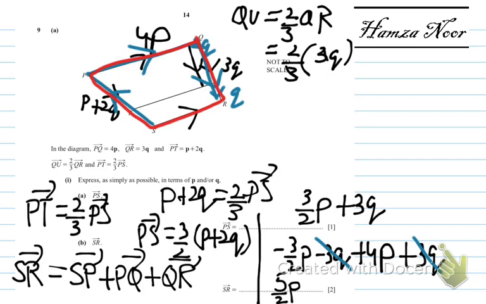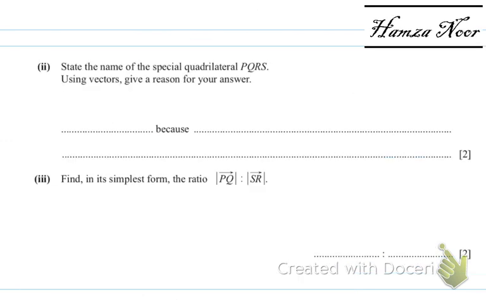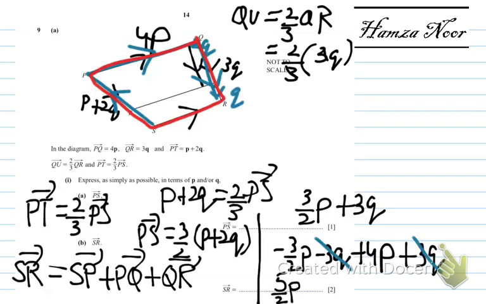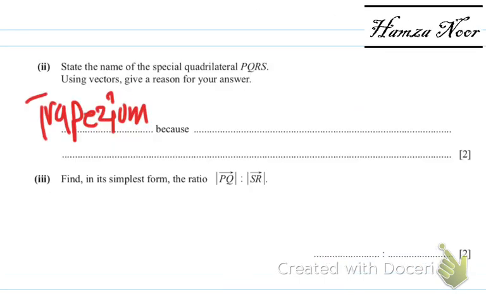So PQ is parallel to SR. How do we know that? PQ vector is 4P and SR vector is 5 over 2P. This means that one vector is k times another vector, and here you can simply state that this is a trapezium. Why? Because SR and PQ are parallel to each other.